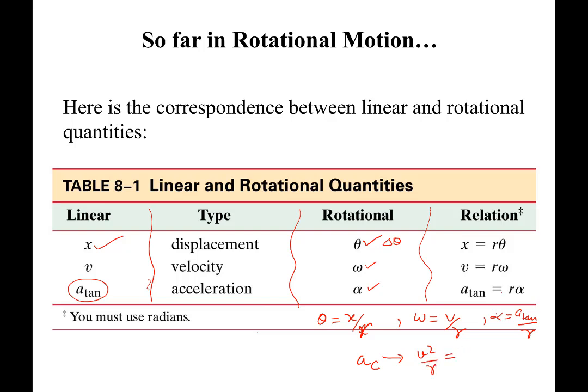You can always substitute the value of v from here. When we substitute that value, we get r squared omega squared over r, and one of the r's goes away. That's why we can write it as r omega squared, or omega squared r. That's how it's mostly written. So ac is the centripetal acceleration, and sometimes we use this in the problems.